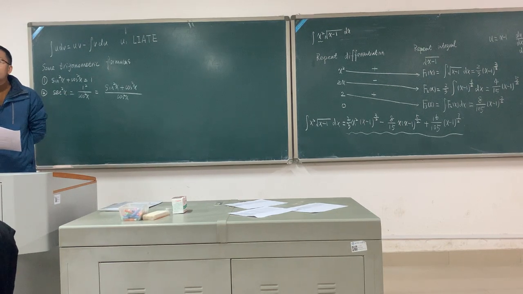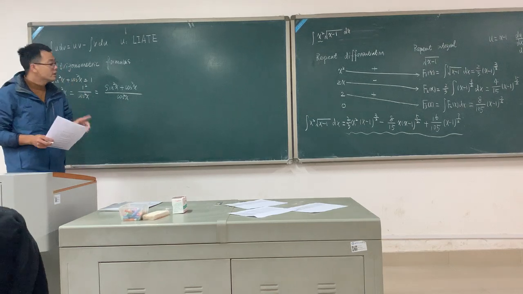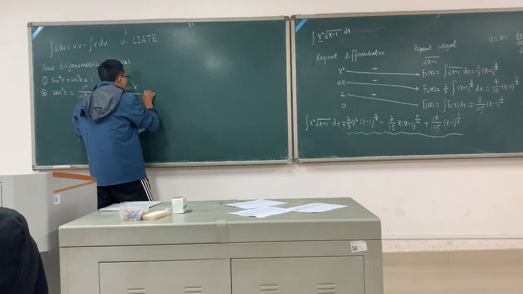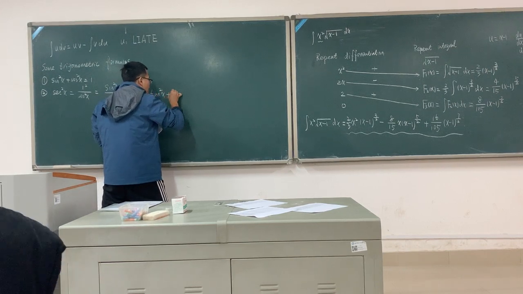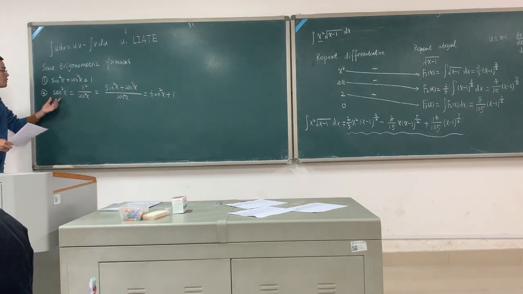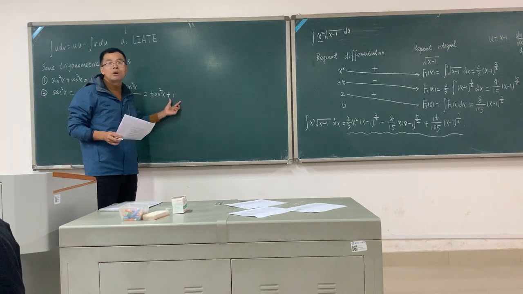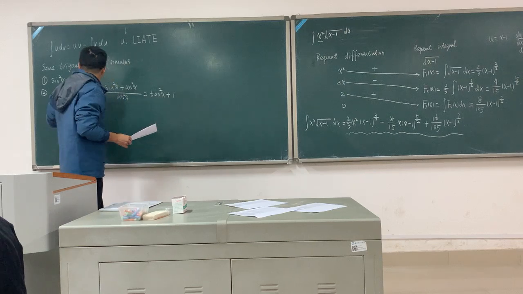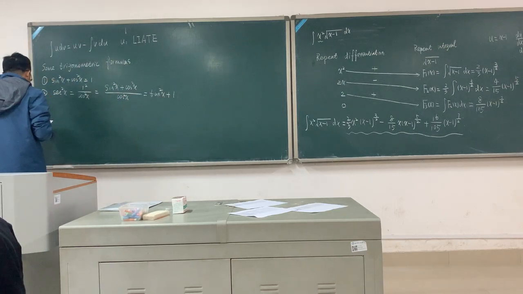Tangent squared, yeah? And cosine squared by cosine squared is what? 1, yeah? So here we have this equal to tangent x squared plus 1, okay? So here secant squared equals tangent squared plus 1. So this is the second formula, okay?